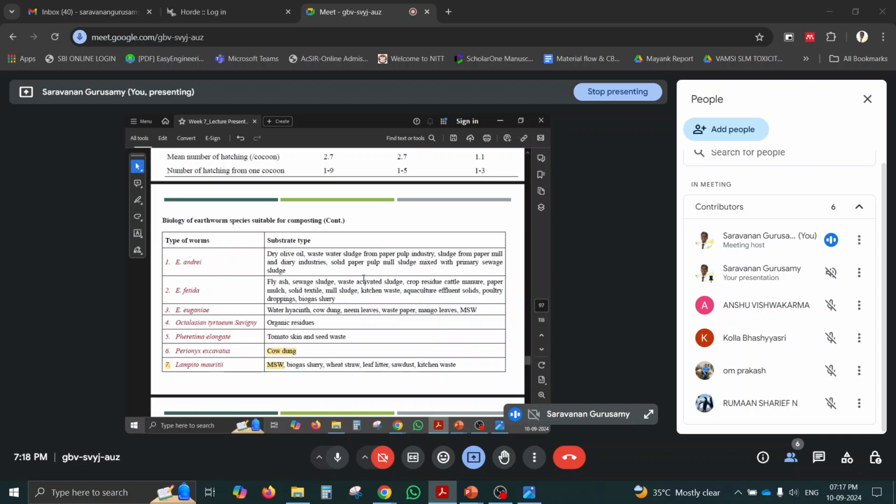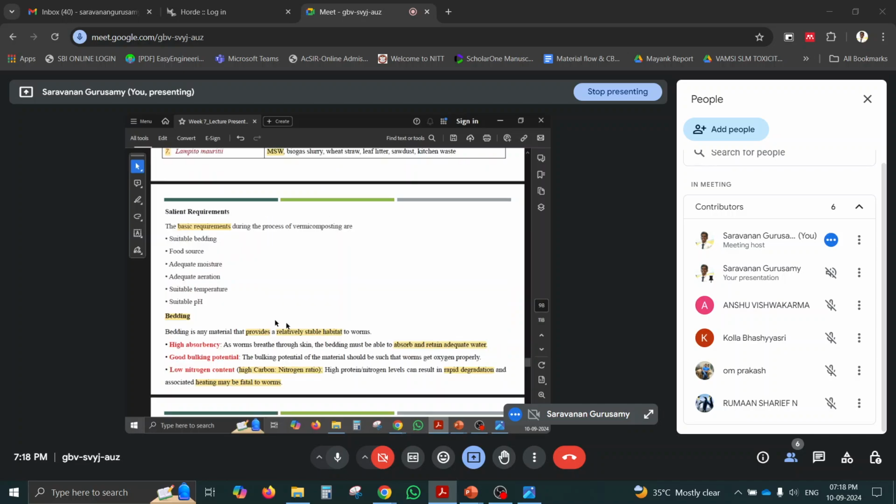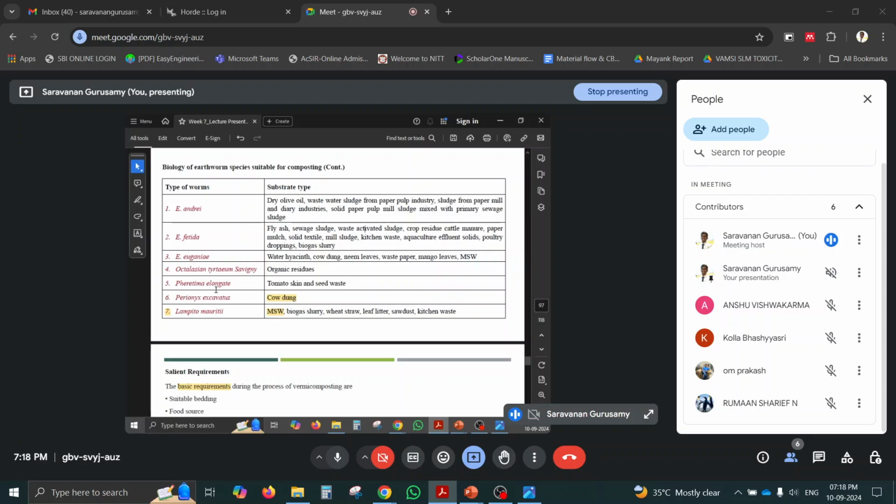It will replicate, doubling in 45 days. So if you have 100 worms, after 45 days it will become 200. The reproductive rate of these worms is very high. So you can buy first and culture the earthworms with your substrate. Based on the substrate, you can do the vermicomposting with the respective earthworms.